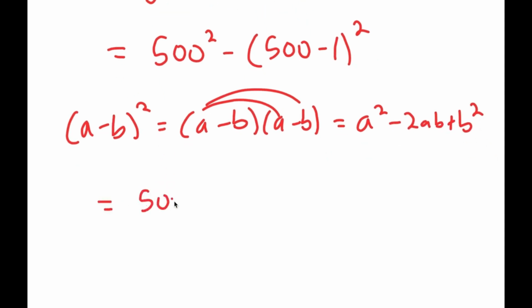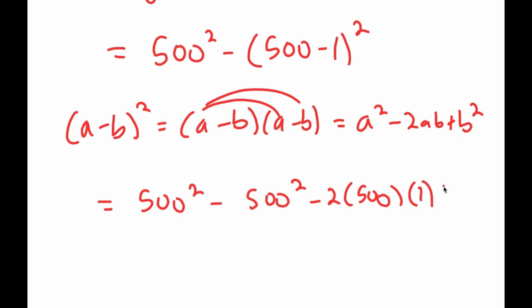So this is going to turn into 500 squared minus 500 squared minus 2 times 500 times 1 plus b squared, which is 1 squared. So these two cancel out.